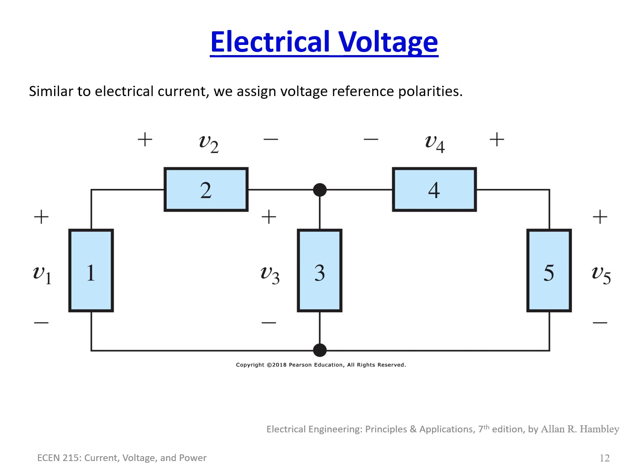So here we have circuit elements 1, 2, 3, 4, and 5. And correspondingly, we have voltage 1, voltage 2, voltage 3, voltage 4, and voltage 5. It is important to pay attention to the direction of the positive and negative sign.